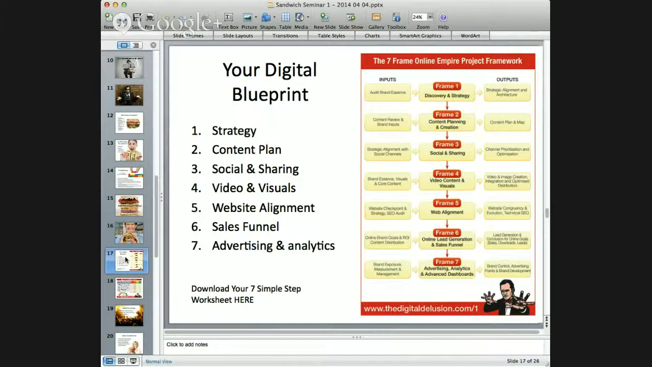The first one is having a clear strategy. The second one is having an understanding of your content plan. So who are you? What are you going to talk about? Who are you going to talk to? Who is your audience? Those sorts of things. Third, social and sharing. What social channels are you going to be using? How are you going to share the content? How are you going to share your information? Right? How are you going to share your expertise in terms of building your audience, building your client base? How are you going to do that?